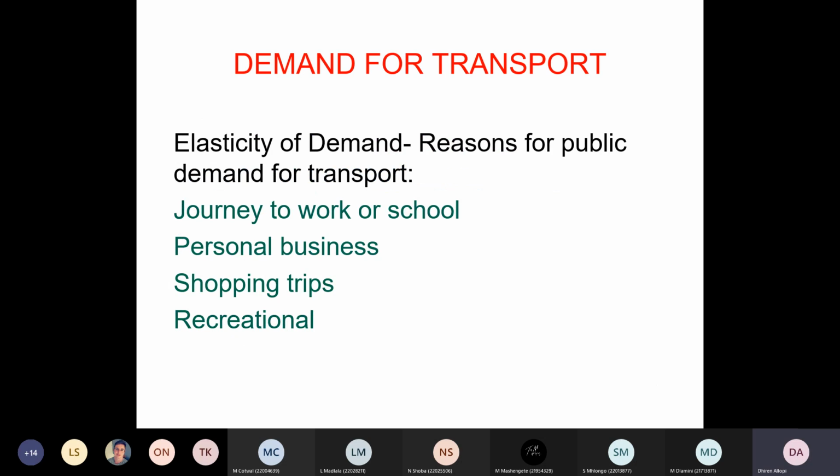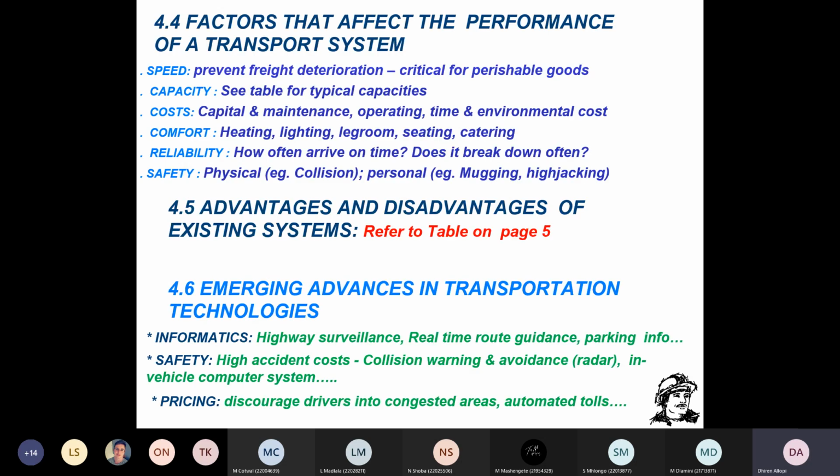So when we talk in terms of demand for transport, we need to know what the reasons for demand are. And public transport demand, you could even refer to as private transport demand. What are the demands? And you can see there are various reasons. Some are listed on the slide: journey to work or journey to school, personal business, shopping trips, recreational trips, getting to Suncoast to do some gambling. So these are all reasons for demand.